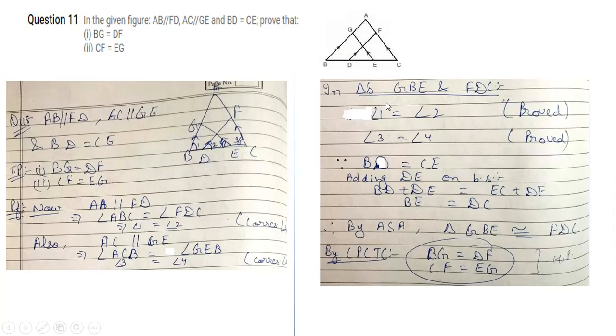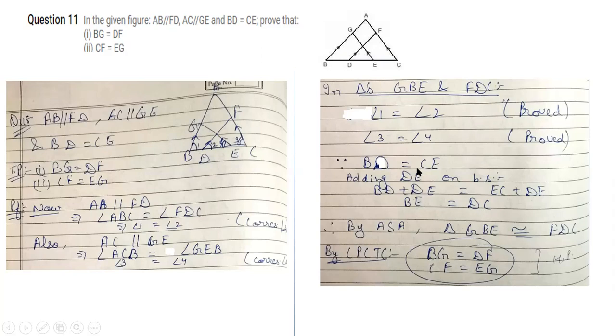Now come to our given portion. Our required portion. What we need? We need BG is equal to DF and CF is equal to EG. That means we have to prove that triangle GBE and FDC are congruent. So come to this one. In triangles GBE and FDC, angle 1 is equal to angle 2. This is one angle, this is one triangle, this is another triangle. Angle 1 is equal to angle 2. Angle 3 is equal to angle 4.